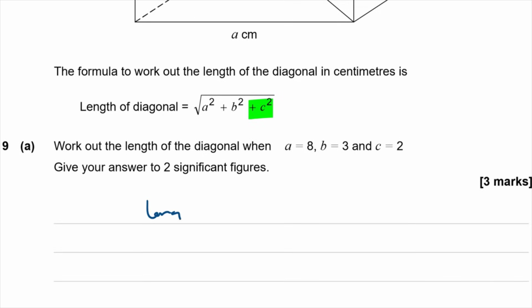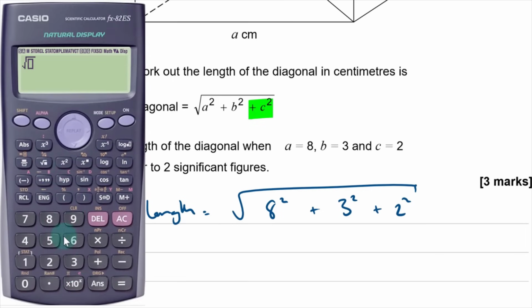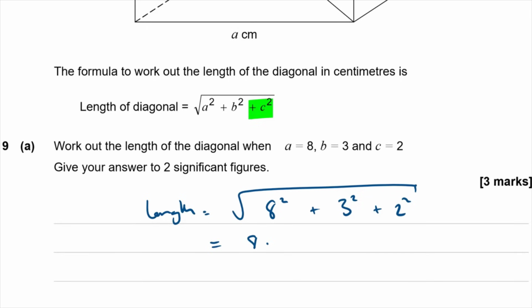We just need to put those numbers into the calculation and work it out. So length is equal to the root of a squared, 8 squared, plus b squared, 3 squared, plus c squared, 2 squared. So job for my calculator: root 8 squared plus 3 squared plus 2 squared. That gives me 8.77. Oh, two significant figures, 8.8.